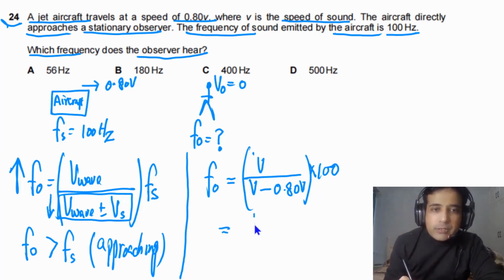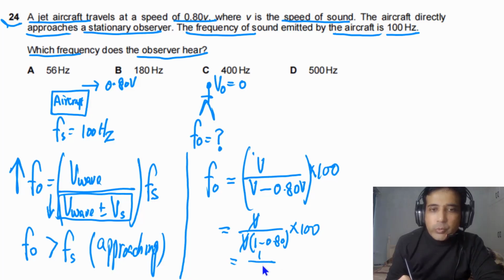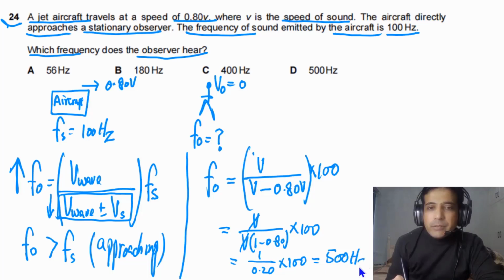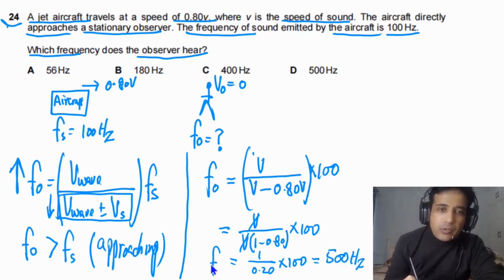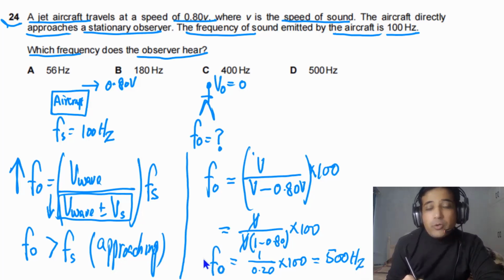So this one we can simplify. We can write this as v divided by v times (1 minus 0.80), multiplied by 100. So this v can be cancelled with this one. Here we will get 1 over 0.20 multiplied by 100, and if we solve this one, our final answer will be equal to 500 Hz. So this is the frequency of sound observed by the observer. So the answer for this one is D.